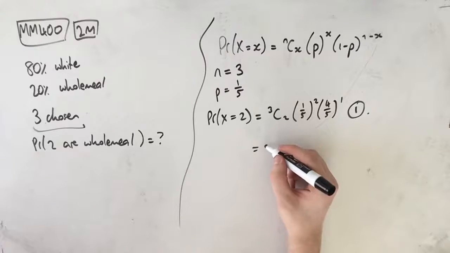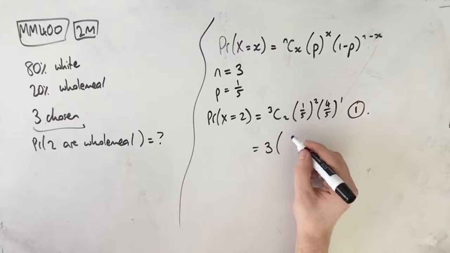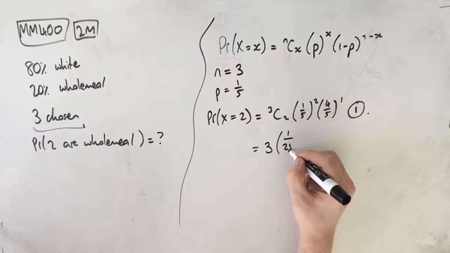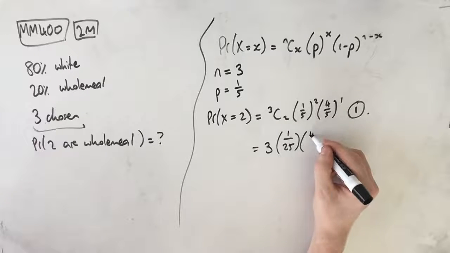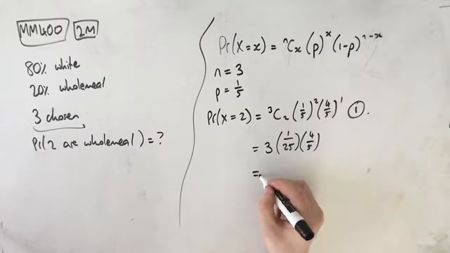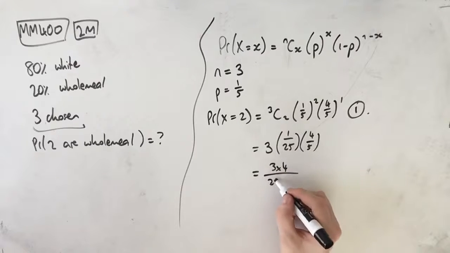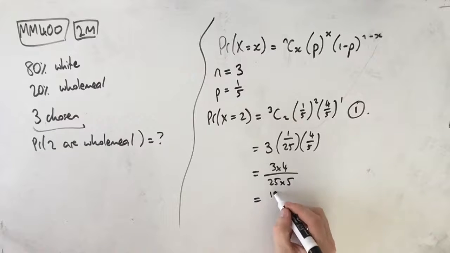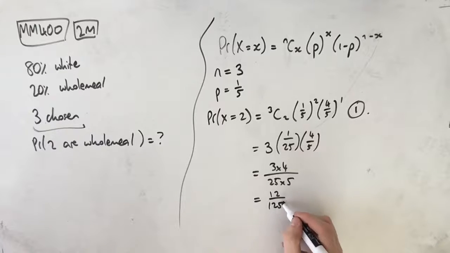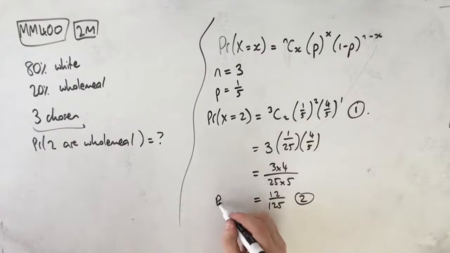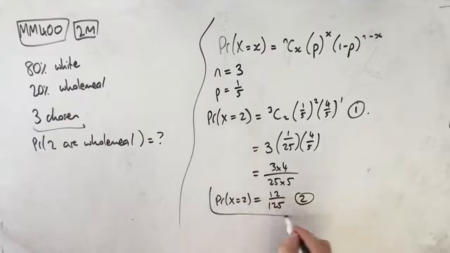So 3C2 is 3. 1 on 5 squared is 1 on 25, and then we still have our 4 on 5 to the power of 1, which is just 4 on 5. Multiplying all these together, we get 3 times 4 over 25 times 5, which is 12 over 125. And that's our second and final mark for the probability that x equals 2.